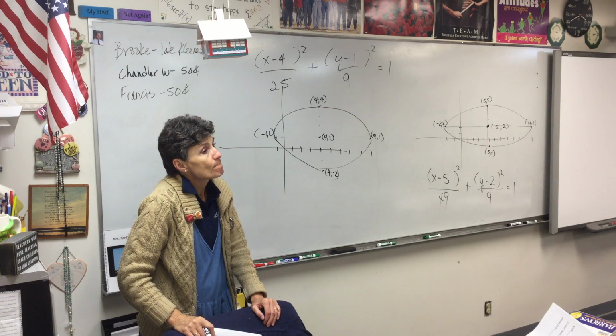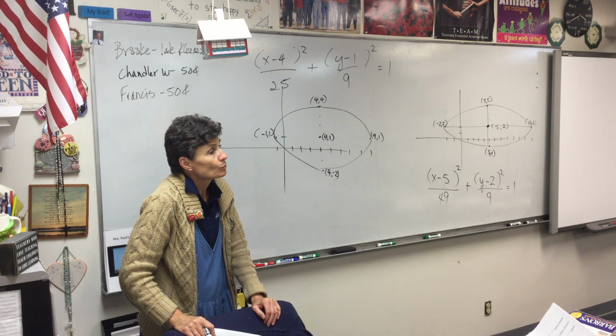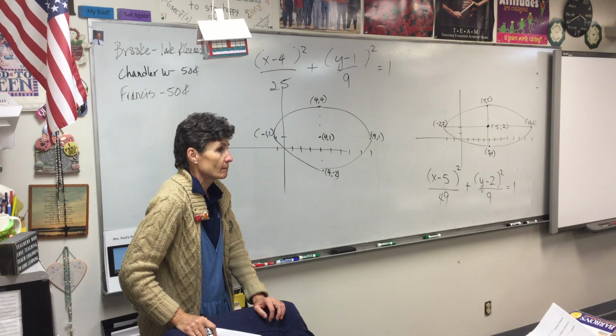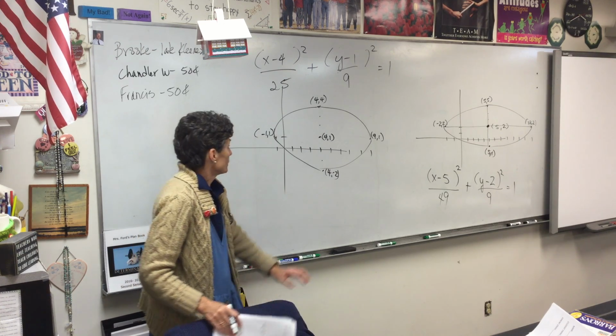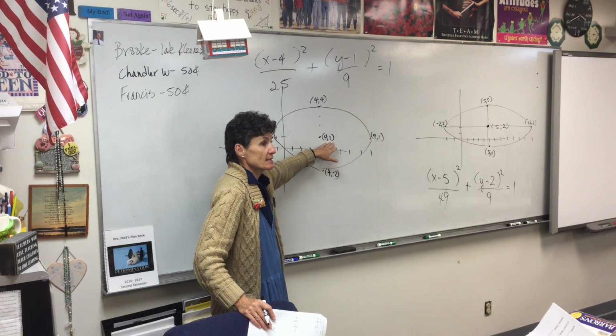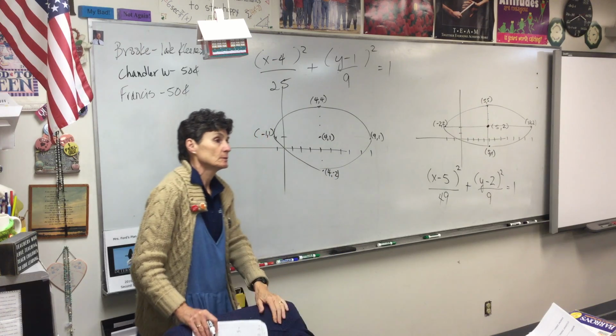Anybody have a question about that? Why would the 4 and the 1 be negative? Why would it be x minus 4 and y minus 1? What do you think it should be? I mean, I was just wondering why they're both negative. Well, these are both positive. And remember, in the parentheses, it's the opposite of the center.